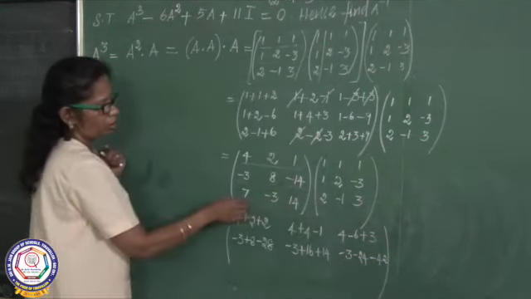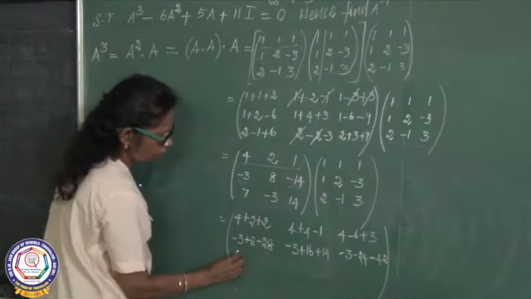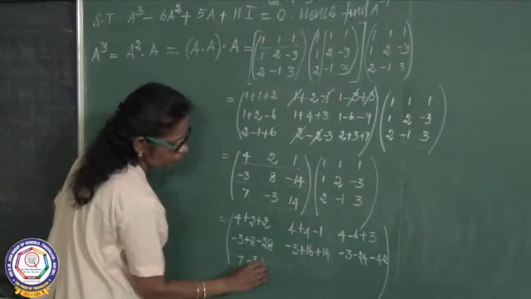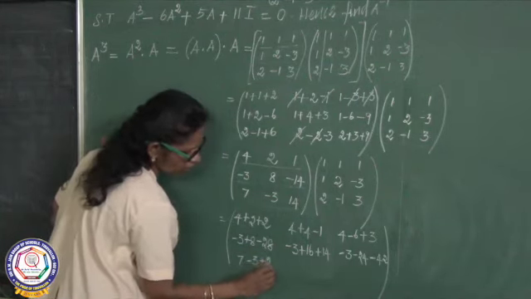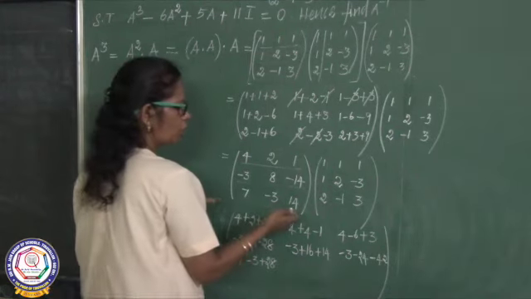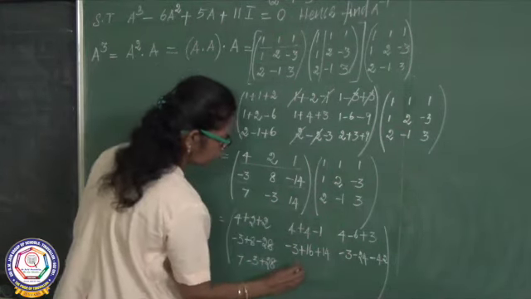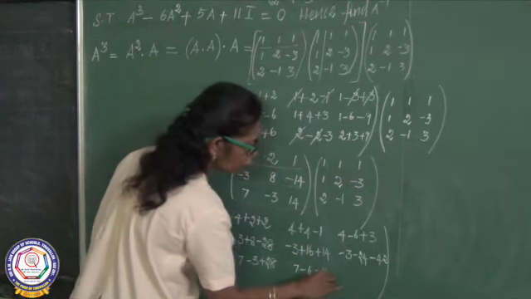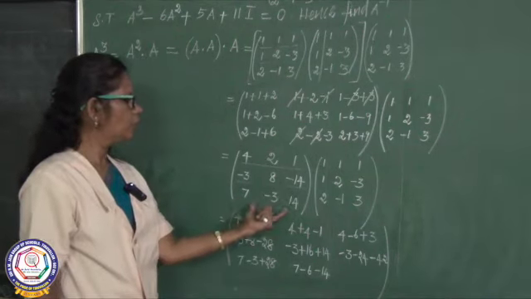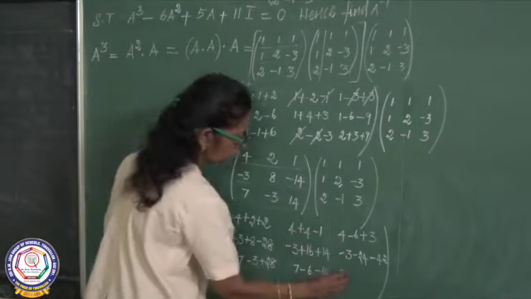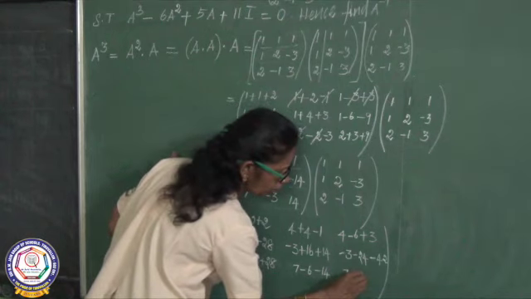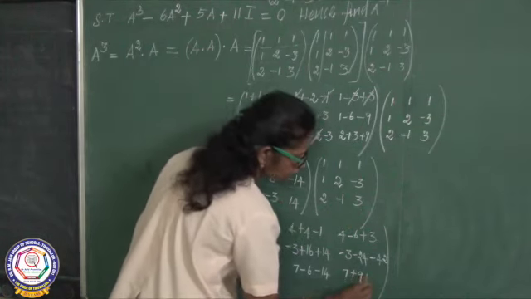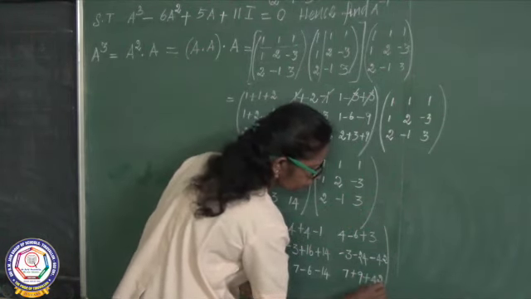Next, third row, first column: 7 minus 3 plus 28. Third row, second column: 7 minus 6 minus 14. Next, third row, third column: 7 plus 9, 14 into 3 plus 42.